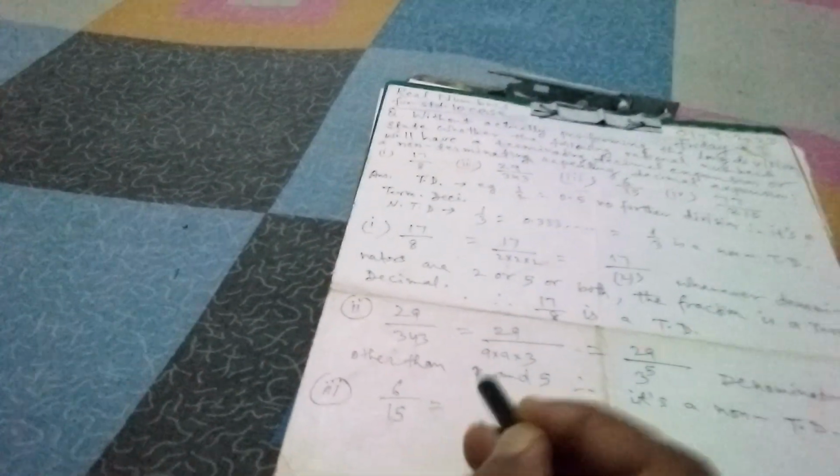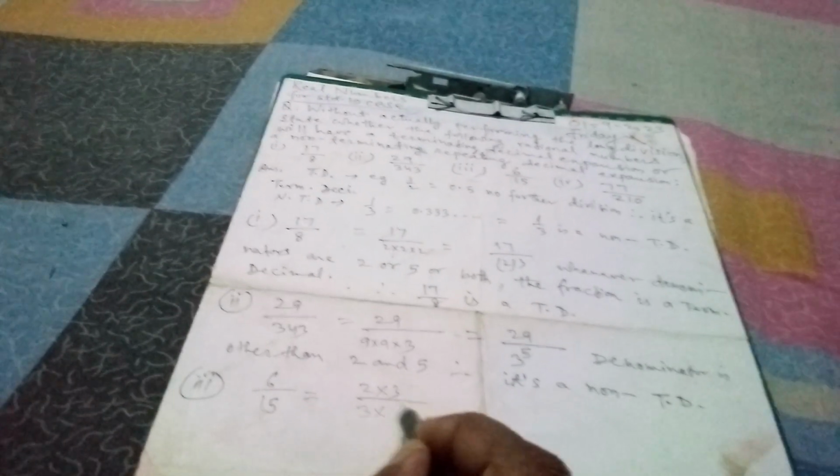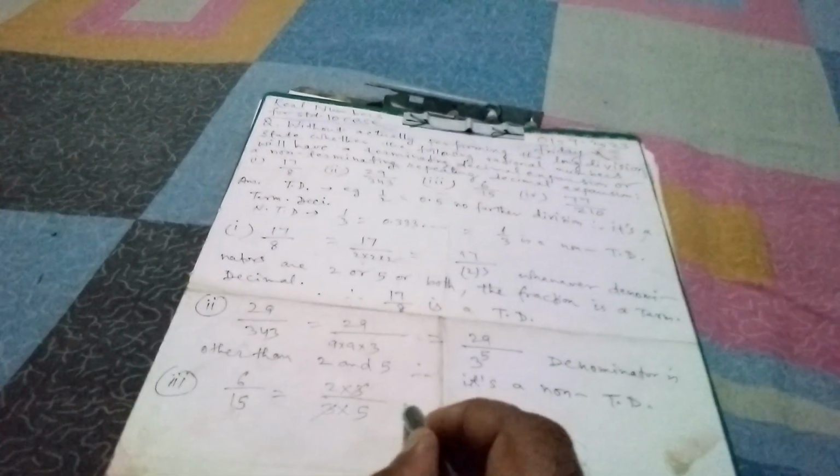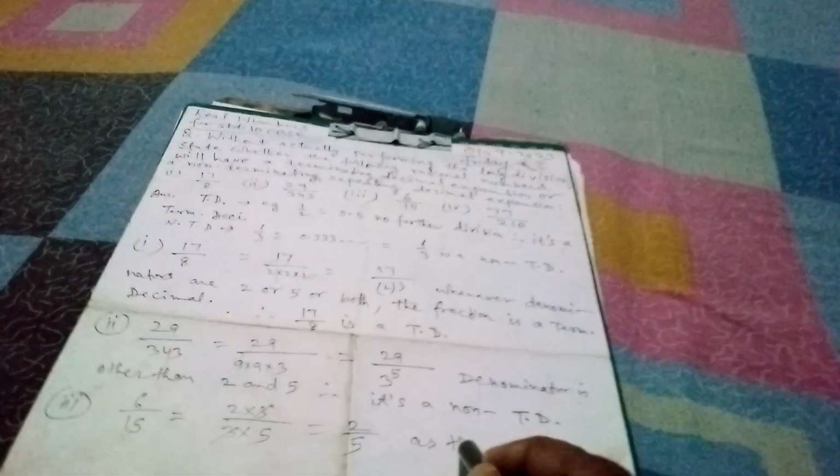Now number 3. In 3 you see it is given 6 by 15. So first of all, we will bring it in the lowest term. Lowest term means no common factor should be there. So 15 can be written as 3 into 5. So 3 and 3 cancel, then we get 2 by 5. Now 2 by 5 is in the lowest term, and here you find denominator is 5. As the denominator has a factor as 5, therefore it's a terminating decimal.